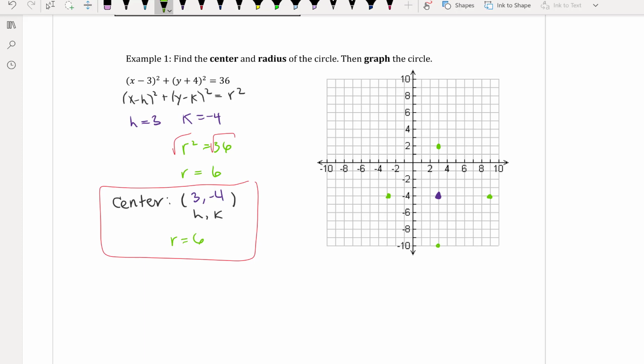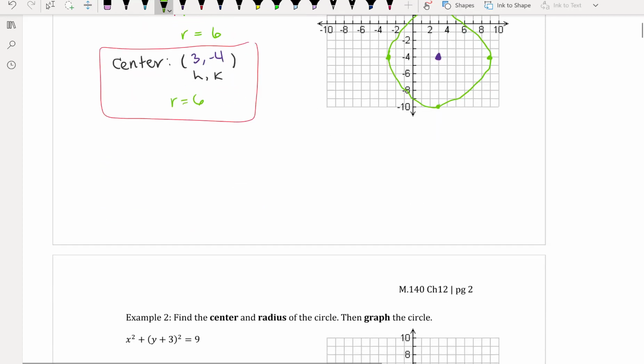And of course a circle is round, so you don't really have any corners. So you just try your best to make the circular motion as you can. So I'm going to go ahead and try to do that. And while it's not perfect, at least you get the idea. That is going to be my circle for the center 3, negative 4, and my radius 6.